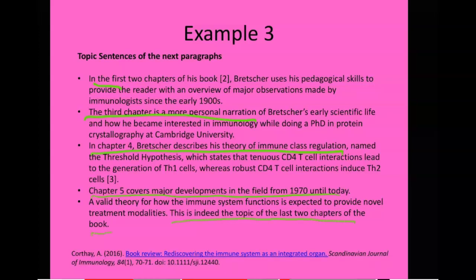So 1, 2, 3, 4, 5 paragraphs for that main text of the book review. As I said earlier, 3 to 5 is fairly common. So even with the book with several chapters, the last one, the writer of the book review actually includes 2 chapters in 1 paragraph of their discussion.